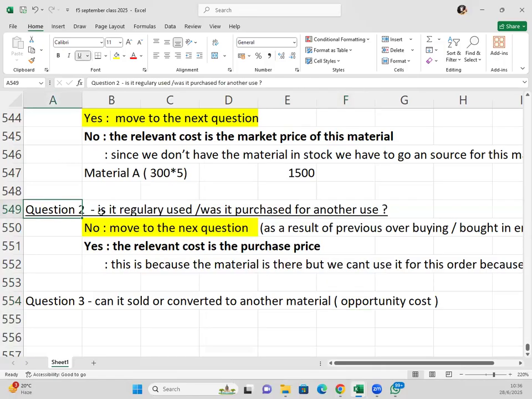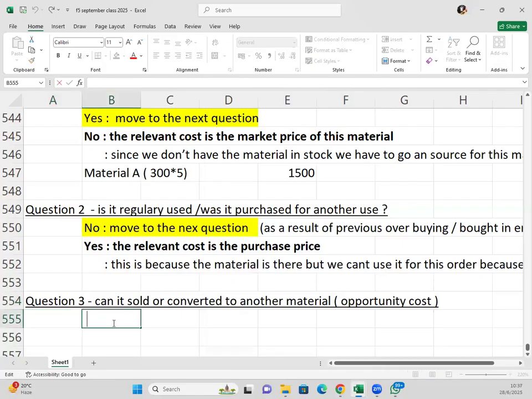Now, let's move to question number 3. So question number 3 follows question 2. After we have said that this material is not being regularly used, we need to ask ourselves, can it be converted to another material, or can it be sold? If the answer is no for all these, there are 2 questions here. Can it be sold, or can it be converted to another material? If the answer is no, so it means we have the material in stock, and this material, we have it because we overbought it, and we can't use it in any other order, or we can't convert it, or we can't sell it. If the answer is no, then the material is not relevant.